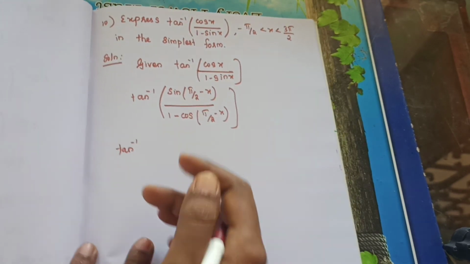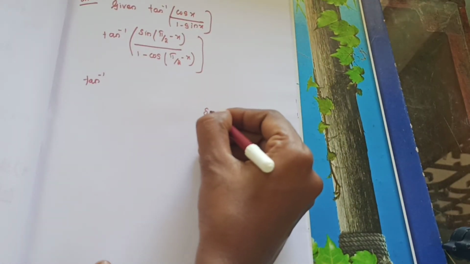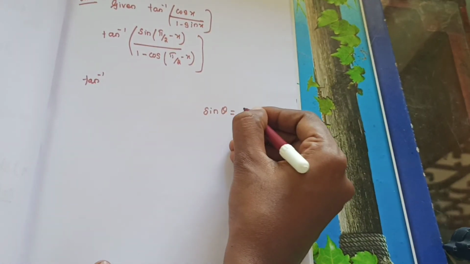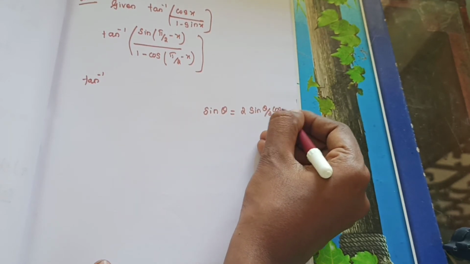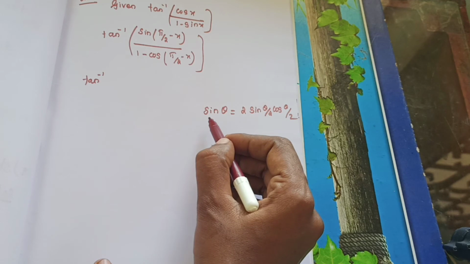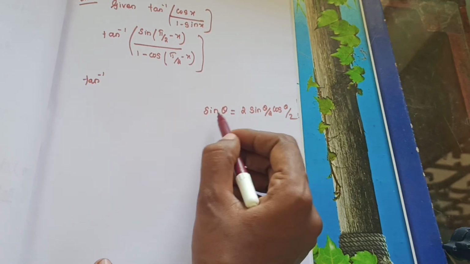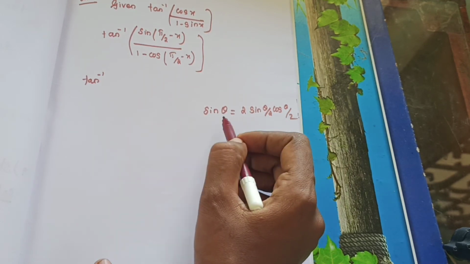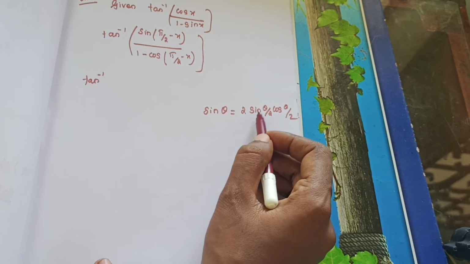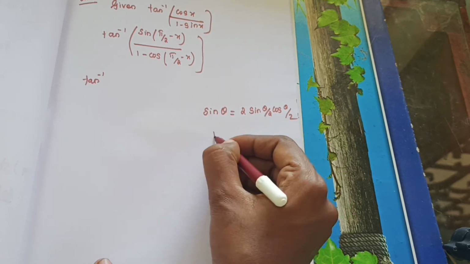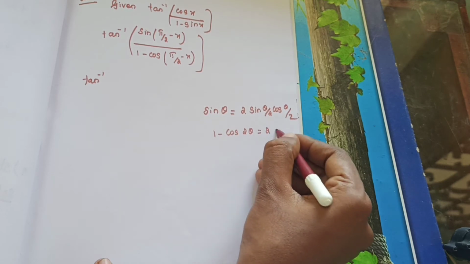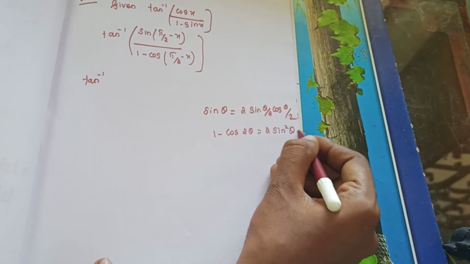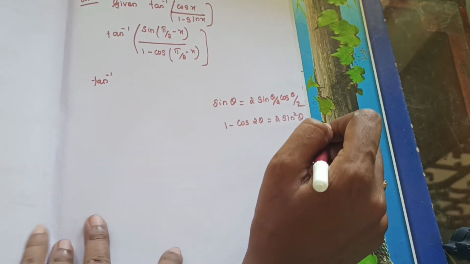Okay, here we are going to use two formulas, children. That is sin theta equal to 2 sin theta by 2 cos theta by 2. Remember this formula, you have already learned it. Sin 2 theta equal to 2 sin theta cos theta, is it right? So same as that, sin theta means 2 sin theta by 2 cos theta by 2. Same as that, 1 minus cos 2 theta can be written as 2 sin square theta. Okay, so we are going to use these formulas here.